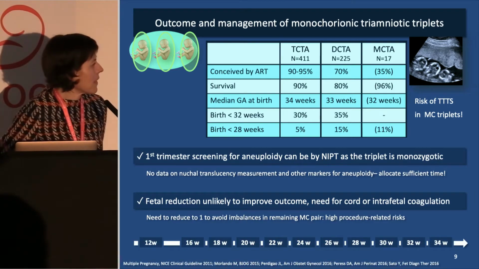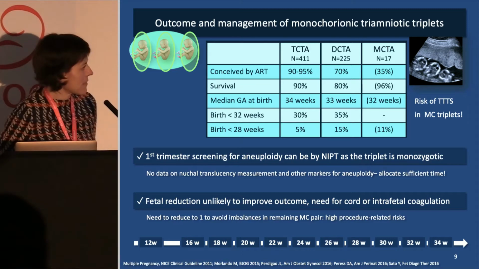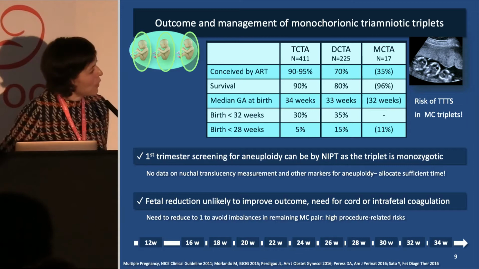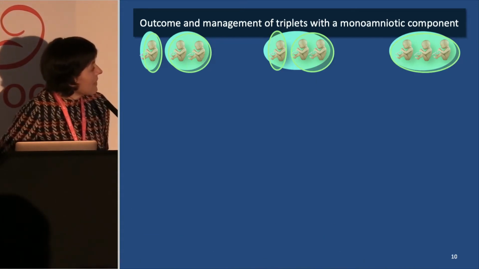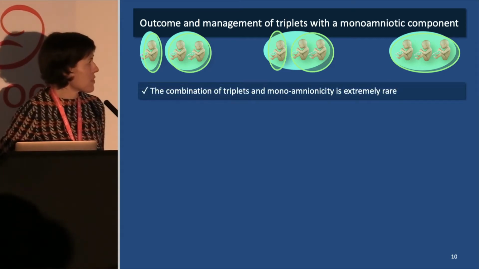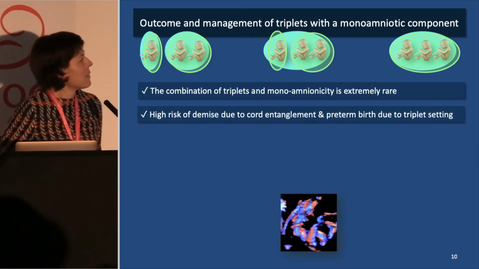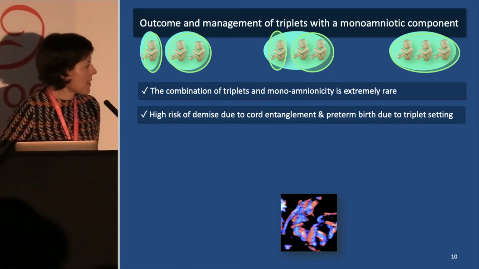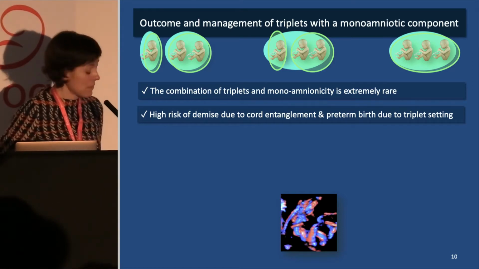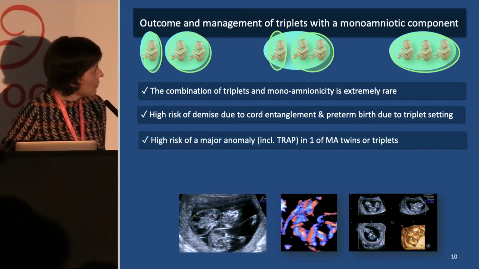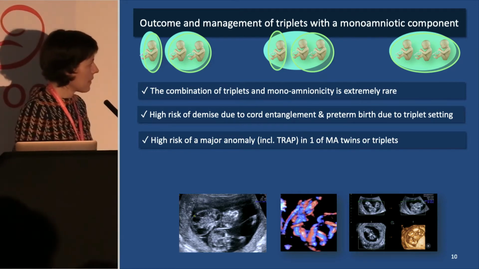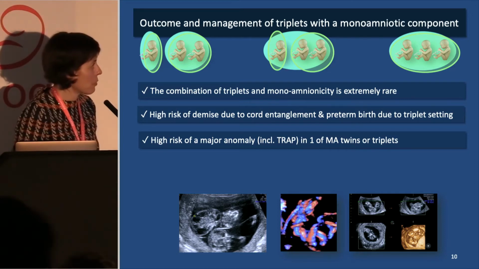And the follow-up is the same as in our monochorionic twin pregnancies, except for the last evaluation, which is no longer necessary because they're already delivered. Then, very rarely, there is a monoamniotic component present, and these cases are very, very rare. There's a high risk of demise because of the cord entanglement, and obviously extreme preterm birth because of the triplet setting. And usually there is also a cardiac twinning present in these cases, or a major anomaly.